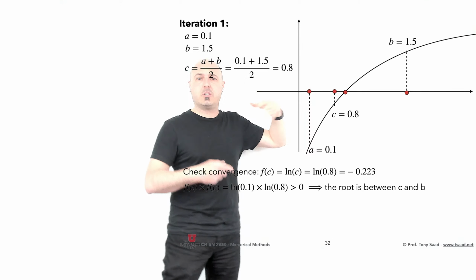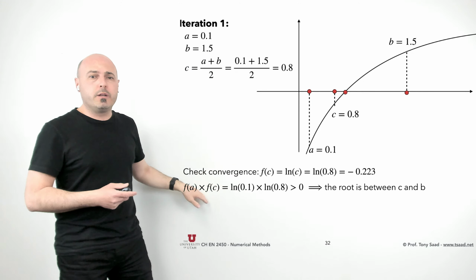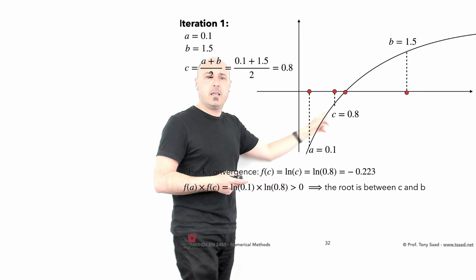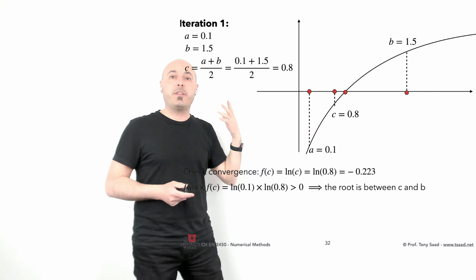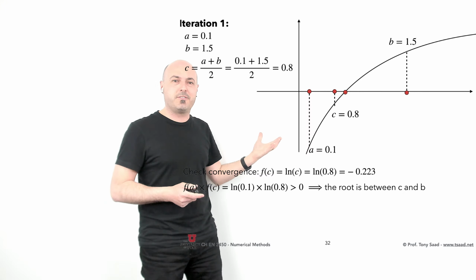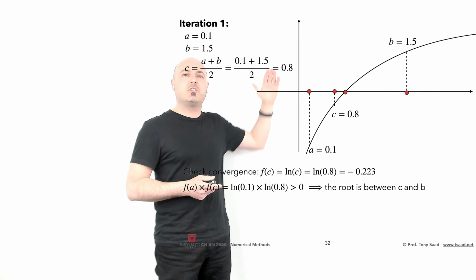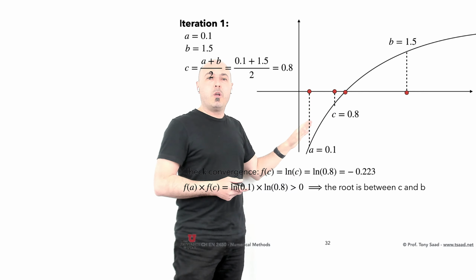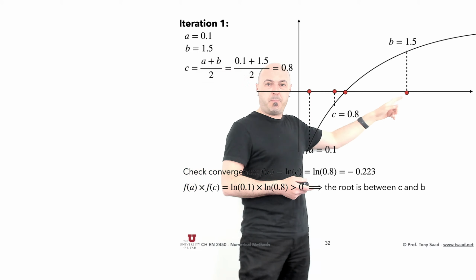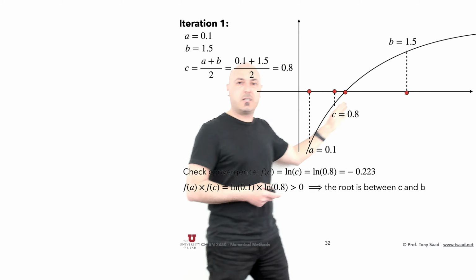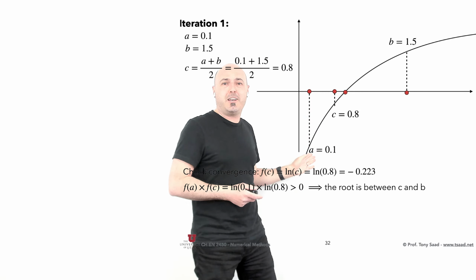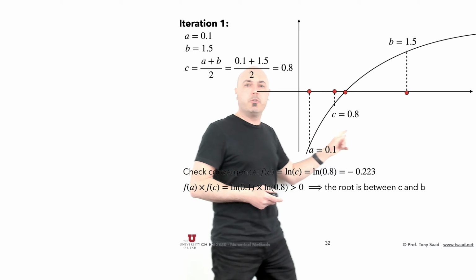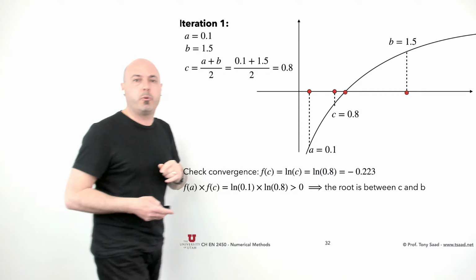Now, I'm visualizing this just to help you see what's happening. But when you take f of A by f of C, so this is A and this is C, f of A and f of C are both negative. So the product is positive. And therefore, we know that the function doesn't change sign, doesn't cross the x-axis between A and C. So we got to ditch one of those. We're going to keep B as our upper bracket, but our new lower bracket, we're not going to use A because we have a better guess than A. Now it's going to be C. So our new interval is going to be 0.8 and 1.5.